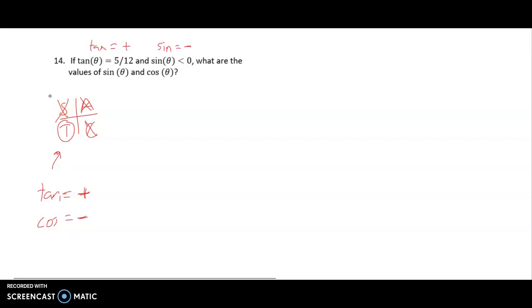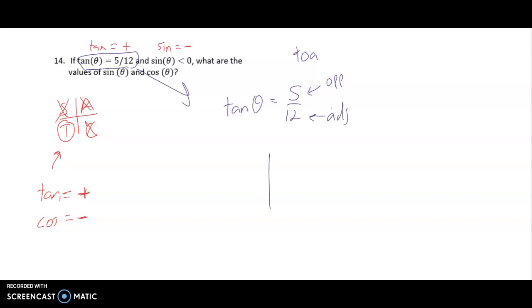So now what I'm going to do is take this right here and turn it into a triangle. I know tan of theta is 5/12. You should know TOA in SOHCAHTOA. So this is going to be the opposite, and this is going to be the adjacent. So I draw my triangle. May or may not be to scale. In this case, it's not really.